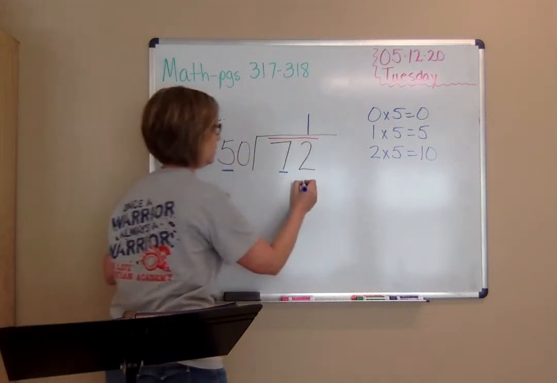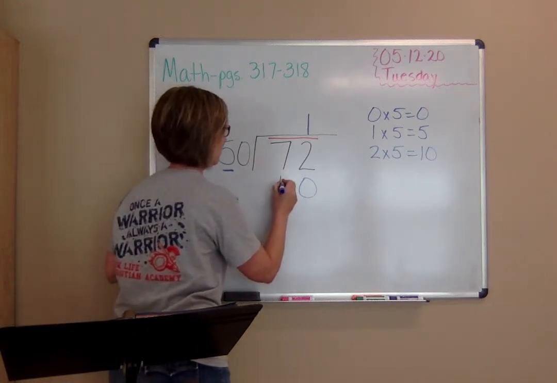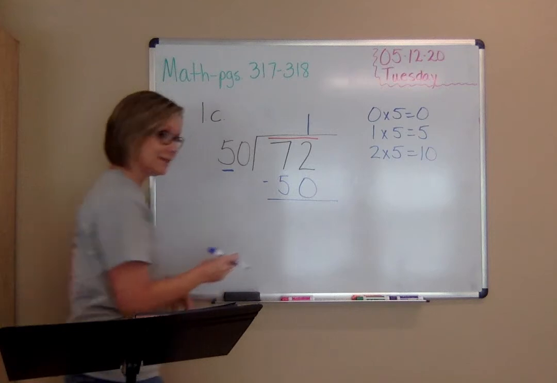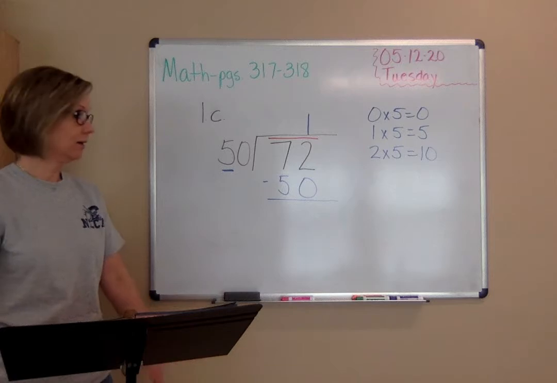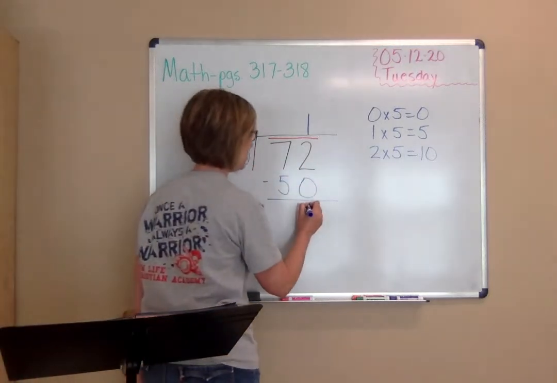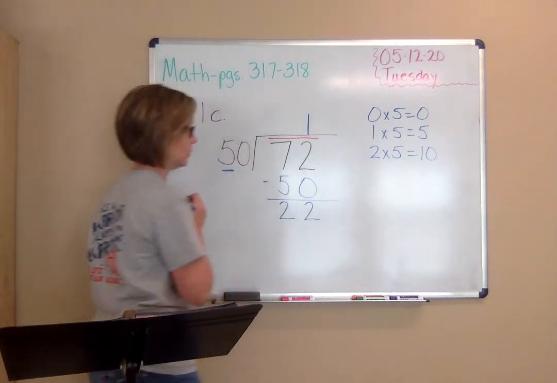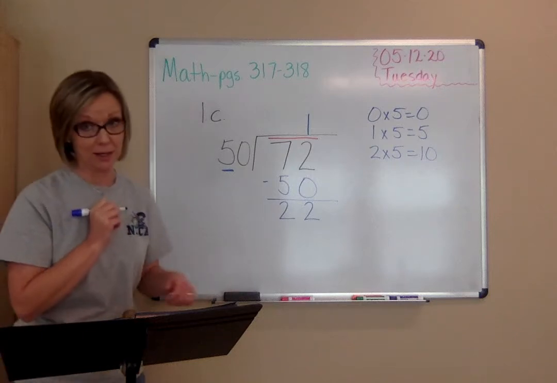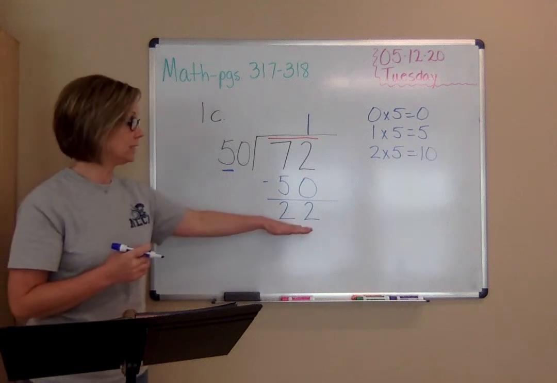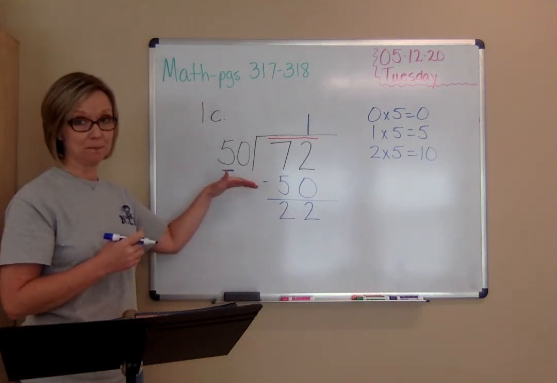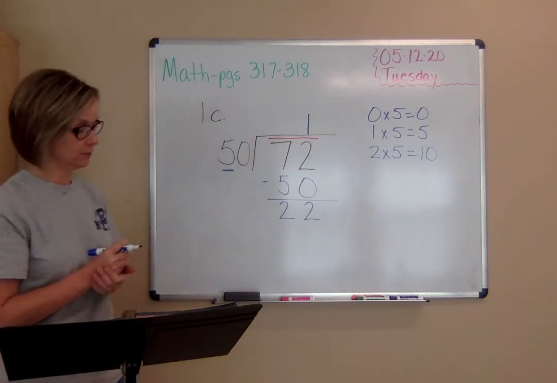1 times 0 equals 0. 1 times 5 equals 5. 72 minus 50? 2 minus 0 is 2. 7 minus 5 equals 2. 22 is a big number. We're not used to dealing with numbers this large, but 22 is smaller than 50, so we're good. And you don't have anything to bring down.